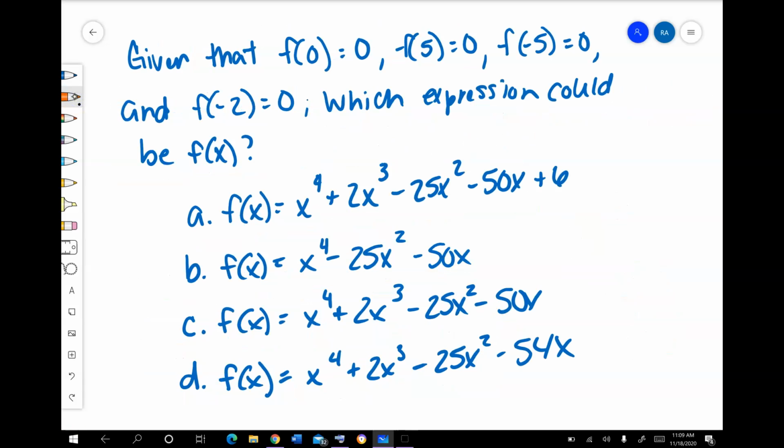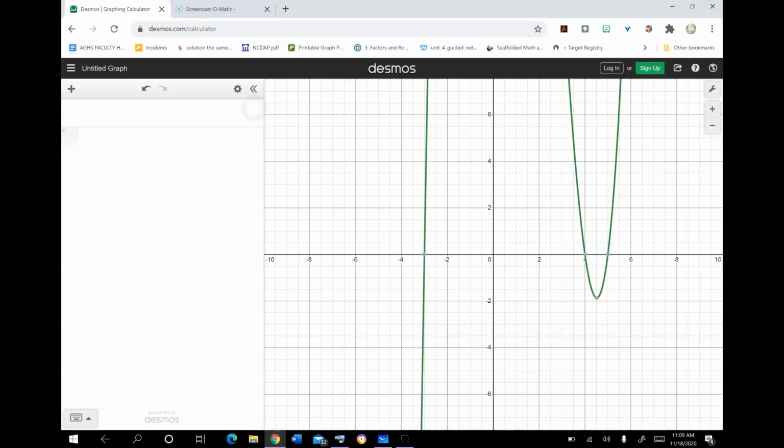All right, so same type of problem. Given that f of 0 equals 0, f of 5 equals 0, f of negative 5 equals 0, and f of negative 2 equals 0, which expression could be f of x? So again, I'm trying to figure out which one of these equations crosses the x-axis at 0, 5, negative 5, and negative 2. So we're going to go to Desmos, and we're just going to type each one in like we just did.